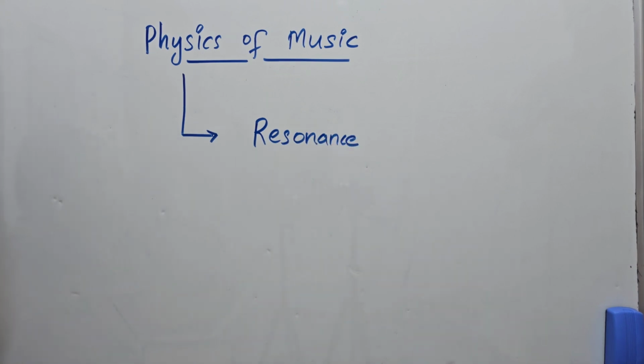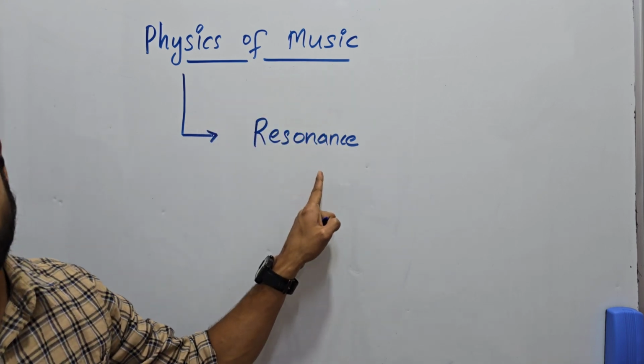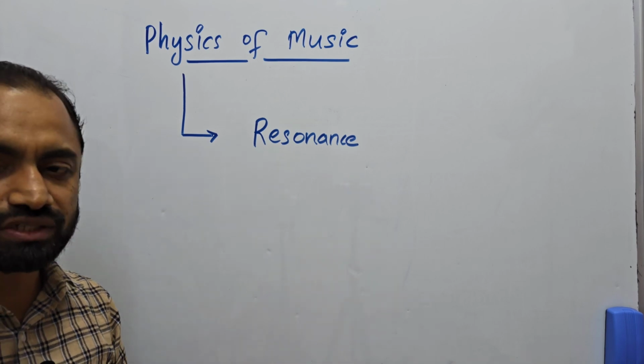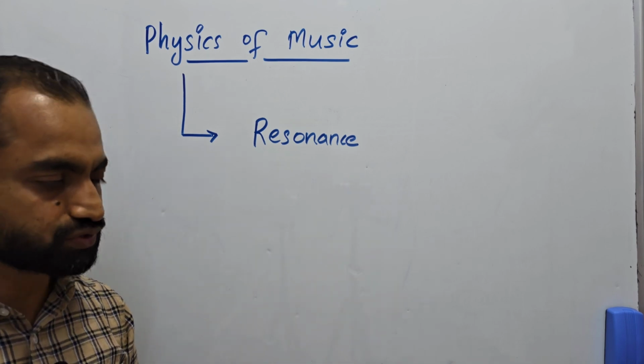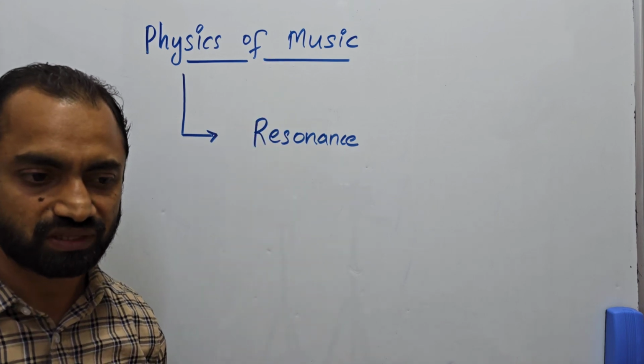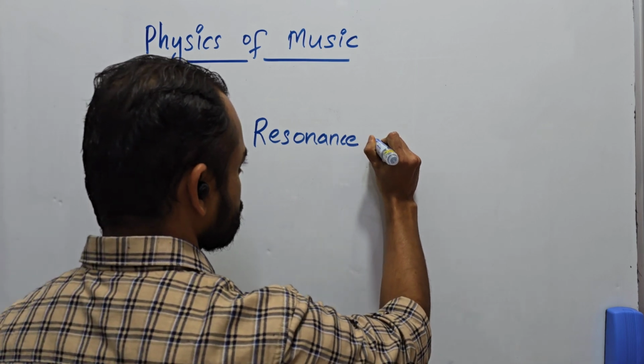What is this? Can you read? Resonance. Okay. So what is the physics of music? Resonance, right? The application of resonance in music is called the physics of music. So what happens when resonance is applied?